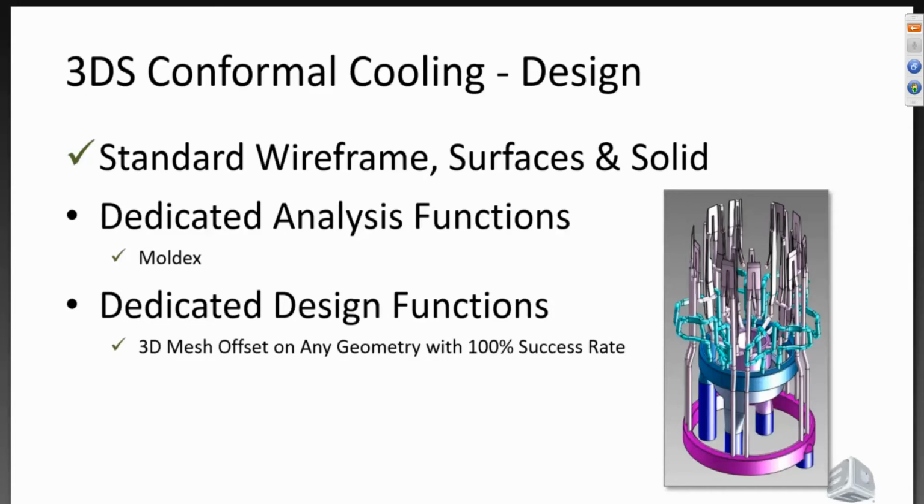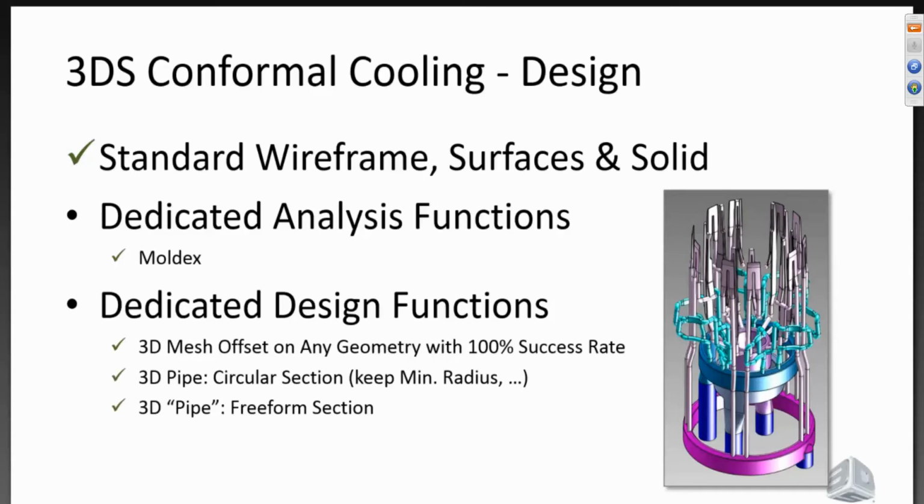And as far as your CAD system goes, it'd be nice to have some dedicated design functions specific to what we're trying to build here. Like, we know we're going to pipe along 3D trajectories. The shape of that pipe may be round, it may be something else. We need to be able to merge that with offset faces. So it's a CAD system that's got some robustness, is something that's going to be necessary in order to develop a good conformal cooling line.